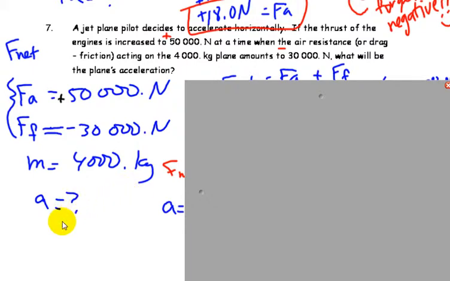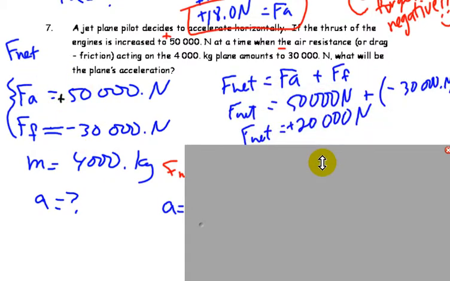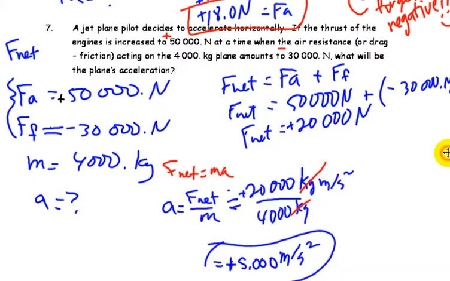To find A, we need to know mass, which we do. We need to know the net force. We don't, but we can easily get it from the information that we're given. We know that we're applying a force of 50,000. There's 30,000 newtons of drag or friction, so the net force is 20,000.